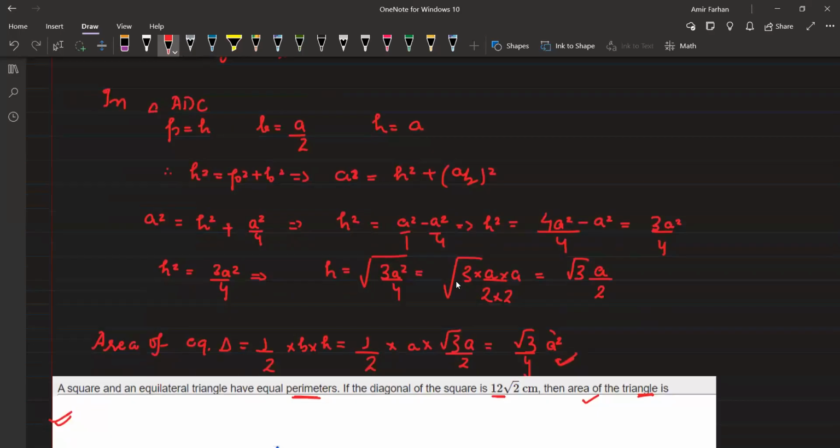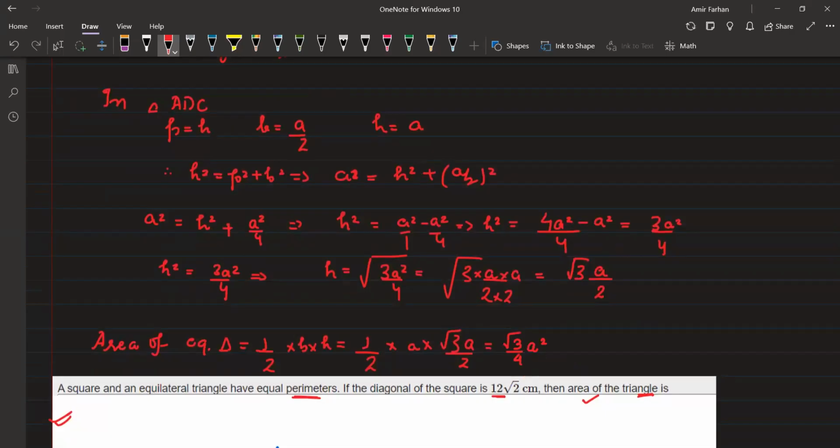How many of you know this formula? Root 3 by 4 into a square. Do you know this formula, everyone? Okay, Ryan knows this formula, root 3 by 4 a square is basically the area, sorry, the side square. So this is the formula.